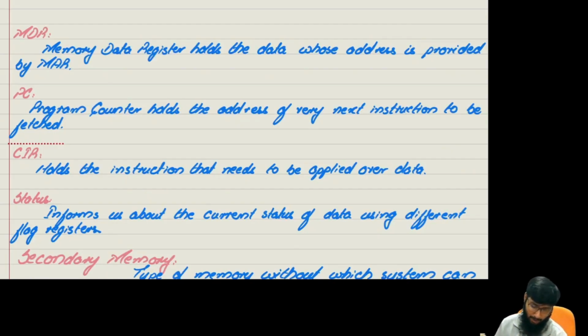Then comes the program counter. Now the program counter is actually holding the address. Okay, now MAR was actually holding the address as well, so you are saying that the program counter is holding the address as well? Yeah, both of them are holding the address, but there is a minor difference.